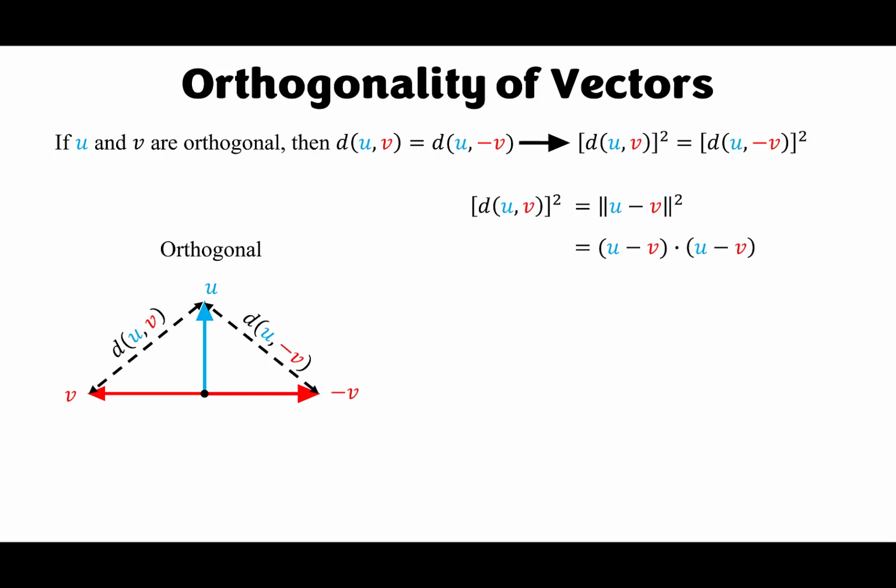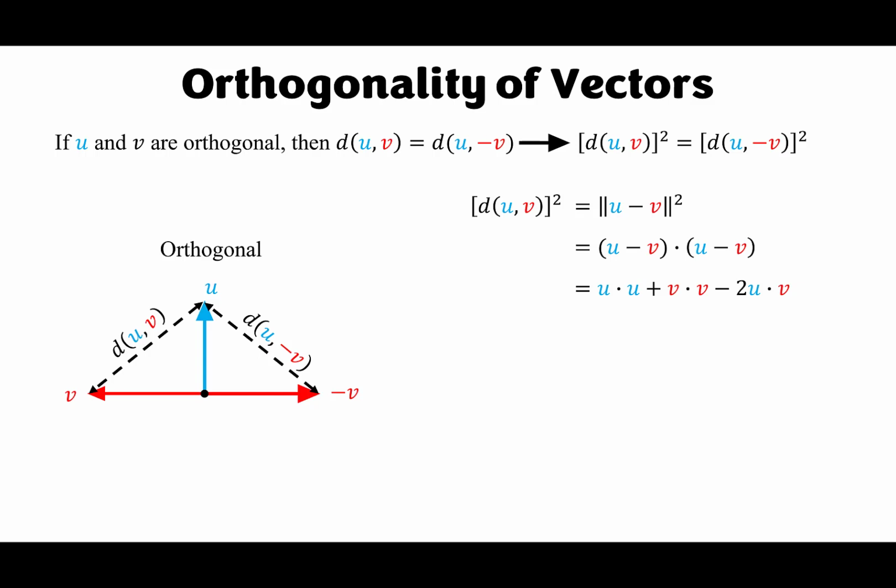And with dot products, we can distribute, or you might think of the word FOIL, this dot product out. So we have u dot u, and we have minus v dotted with minus v, which is just v dot v that we're adding. And then there are two different minus u dotted v's, right? There's a u dot minus v and a minus v dot u. Okay, so there are two of them. So that is the computation of that distance between u and v being squared.